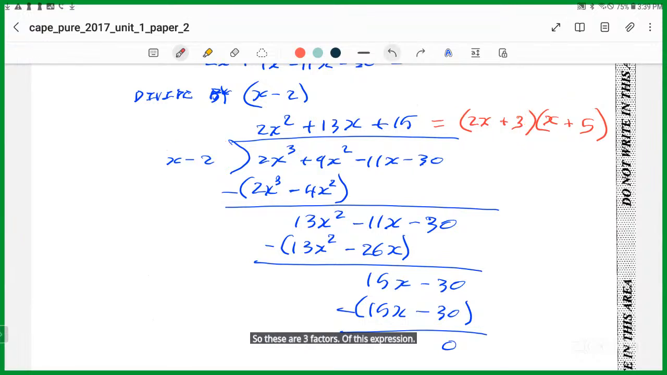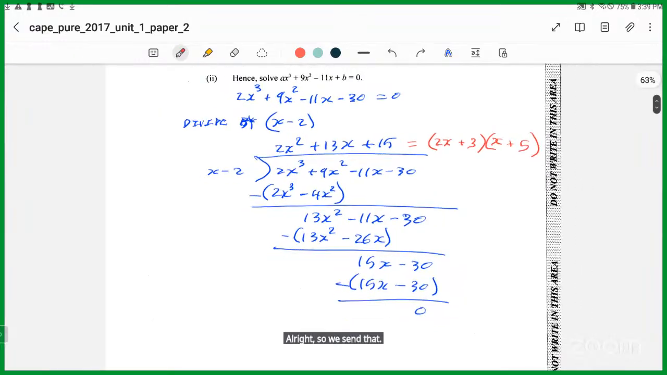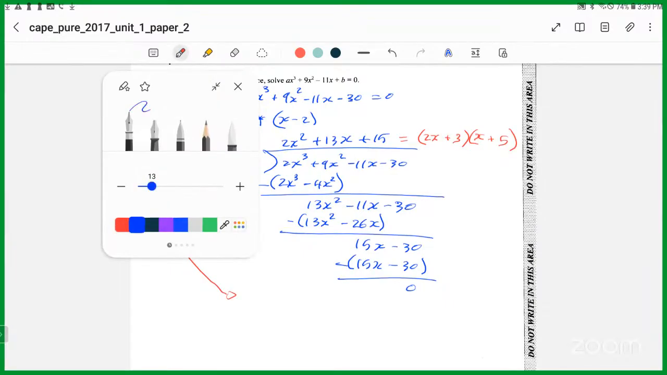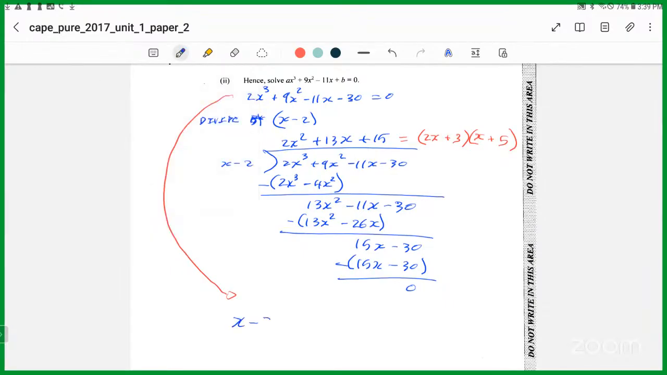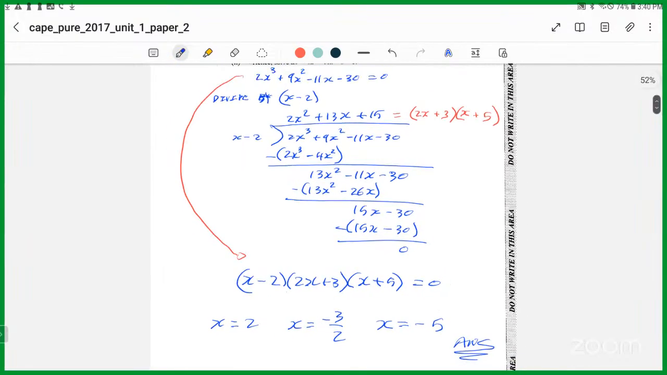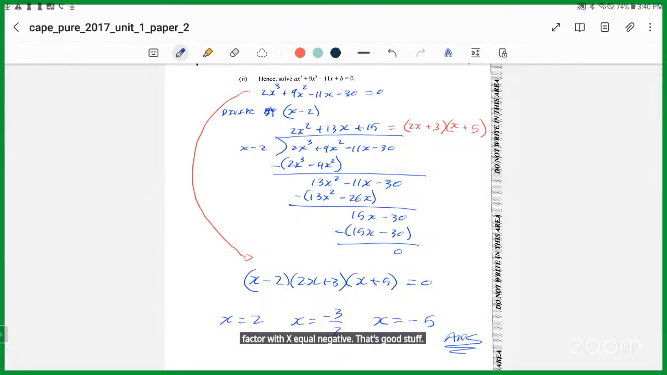Alright, so based on that, this equation becomes x minus 2 times 2x plus 3 times x plus 5 equals 0. Those are your factors, their roots. First root is x equals 2. That factor will get x equals minus 3 over 2. And this factor will get x equals negative 5. Those are your answers right there. Nice question. AdMath students can get a question like this as well.